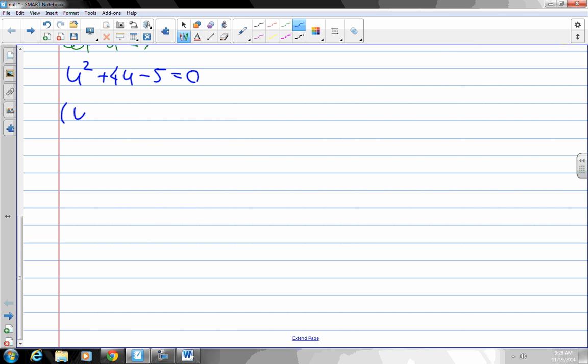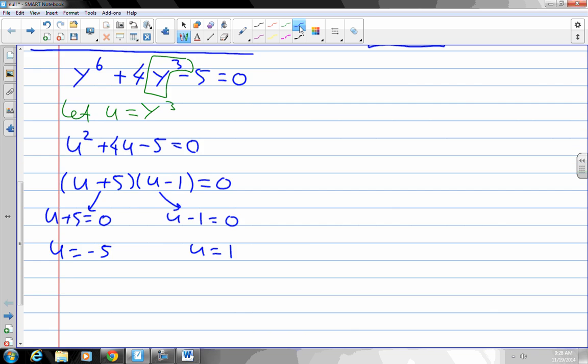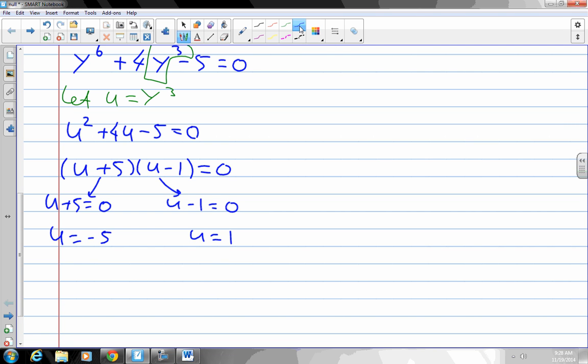right? What is it? u plus 5, u minus 1 equals 0, right? So then I'll set both of those to 0. u plus 5 equals 0, u minus 1 equals 0. So u equals negative 5, u equals 1. Is that okay? So that's solving a simple, friendly quadratic.